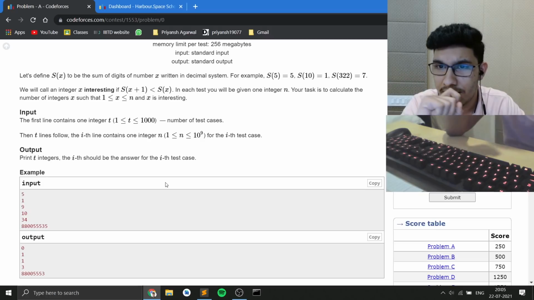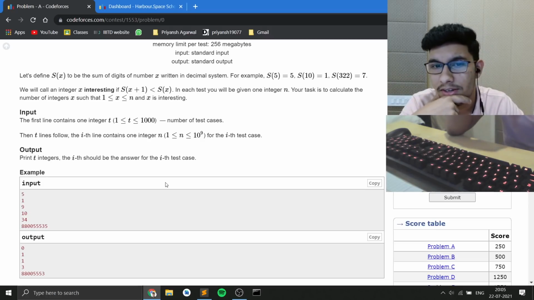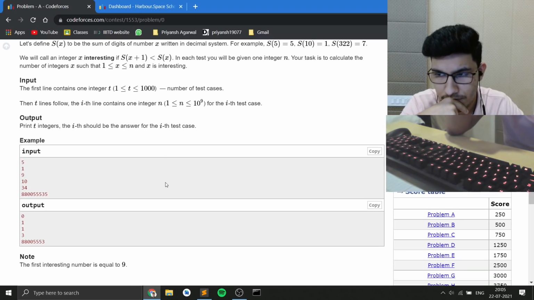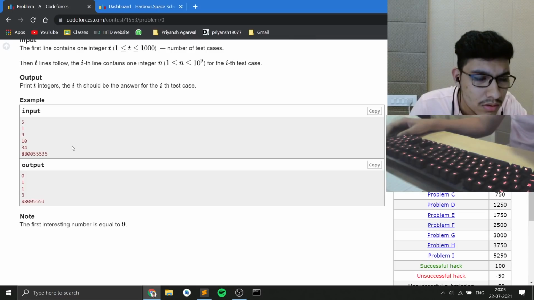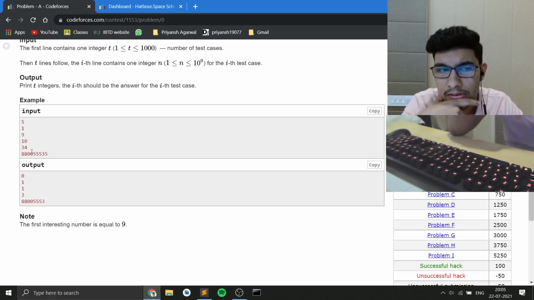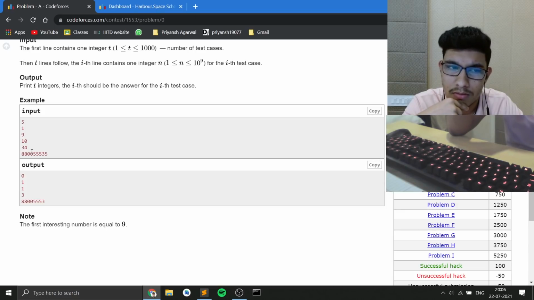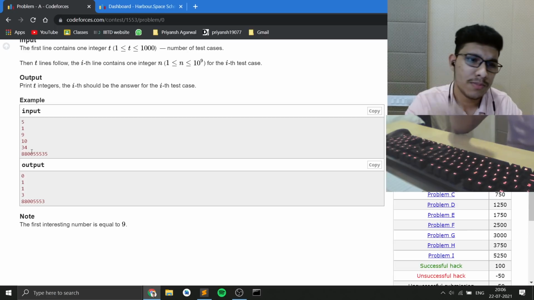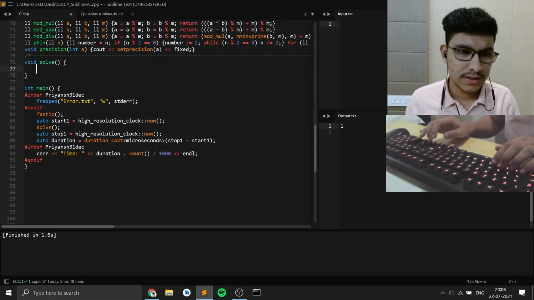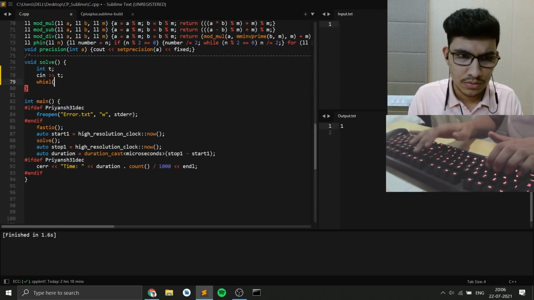So if the last digit is 9, then this is definitely happening. For 1 it is 0, for 9 it is 1, for 10 it is 1. For 34 it will be all the numbers that have 9 as their ending digit. So that should be simply n plus 1 divided by 10. I think that should be fine. We don't even need to take the ceil, the floor value should do.